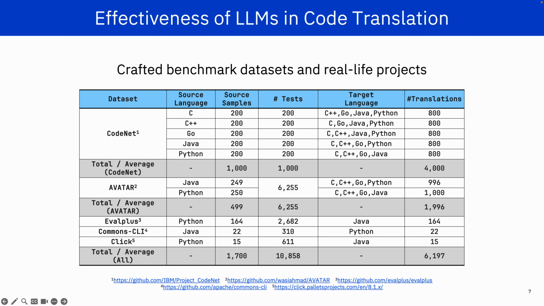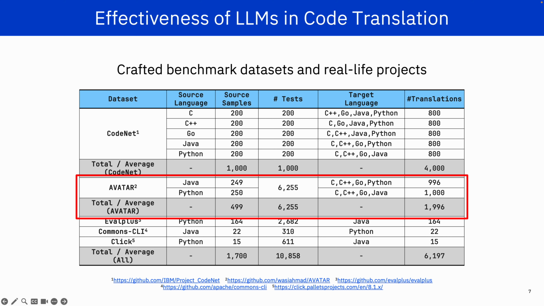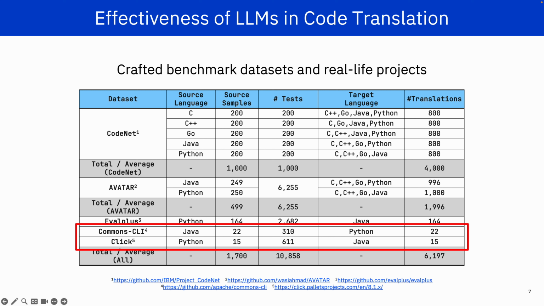The first research question is about the effectiveness of large language models in code translation. Here, let's look at the crafted benchmarks that we considered in this work, and also the real-life projects. For the crafted benchmarks, we consider datasets like CodeNet, and we sample 200 code snippets. We also consider Avatar, which comes with more unit tests compared to CodeNet and complements that. We also have EvalPlus, which is also a very well known dataset, and translate this to Java. And we also consider two real-life projects, Commons CLI and Click.